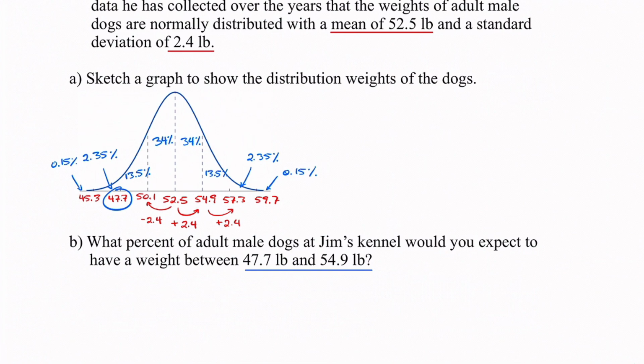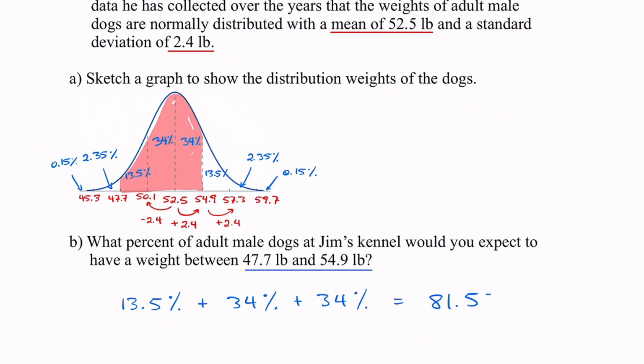And to figure out the percentage, what you do is you add up the regions from one point to the other. So we're going to go from this 47.7 all the way over to this 54.9. So all of this area that's in here, I'm just going to kind of shade it roughly. That is the area that we're looking for. So we're going to have to add on all of those percentages. So I can see that's 13.5% plus 34% plus another 34%. And when I add those all up, you're going to get 81.5%. So it's about an 82% chance of a dog weighing between those two different measurements.